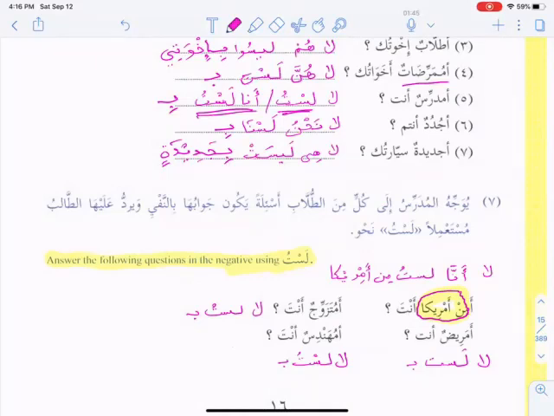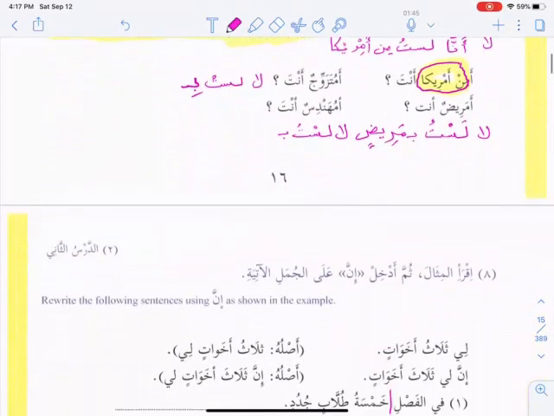متزوج أنت؟ لا لست بمتزوج. لست بمتزوج. إن شاء الله. مريض أنت؟ لا لست بمريض. لست بمريض. You have to watch carefully. مريض. لا لست بمريض. Fine. Alhamdulillah.